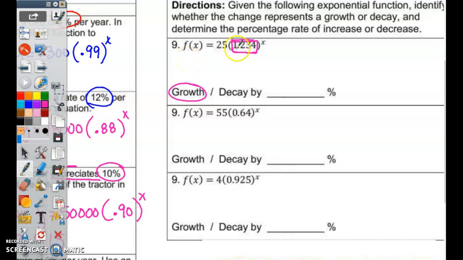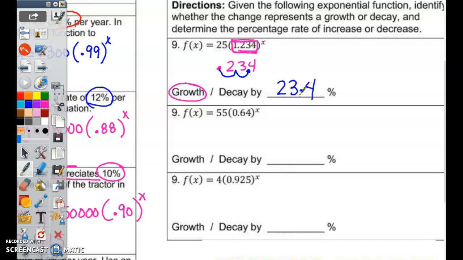So if I take away the 1, then that only leaves me with the point. If I take away the 1, it only leaves me with 0.234, right? And then you have to move the decimal to the right 2 places. 1, 2. So my percent was 23.4. There was a growth of 23.4%.